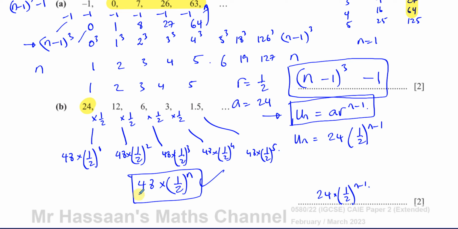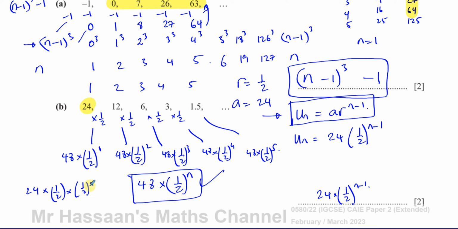So this actually is the same answer, even though it looks slightly different from this. They're actually the same thing. Okay, if I were to, for example, take this and make this into 24 times a half, I have 24 times a half. Okay, and I multiply that by a half to the power of n.